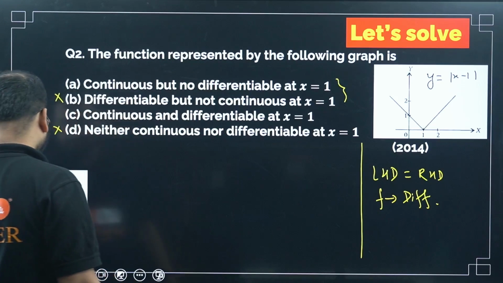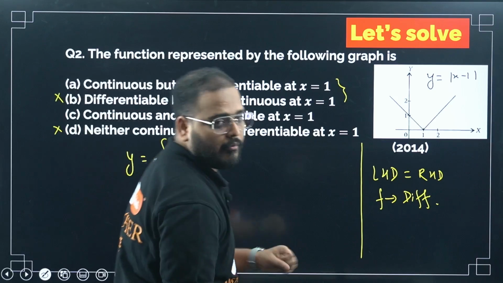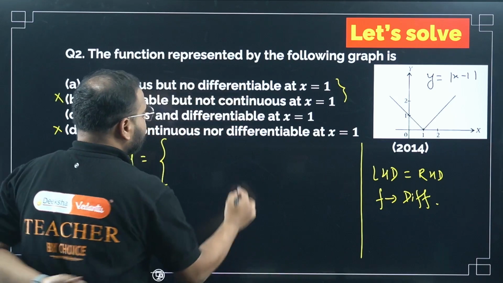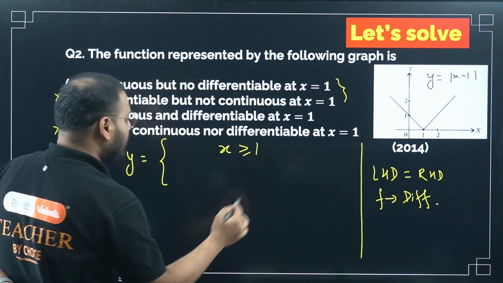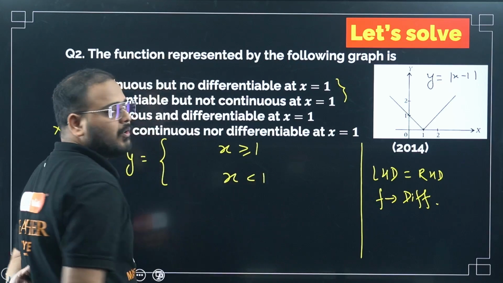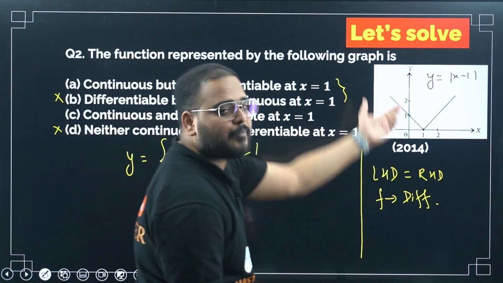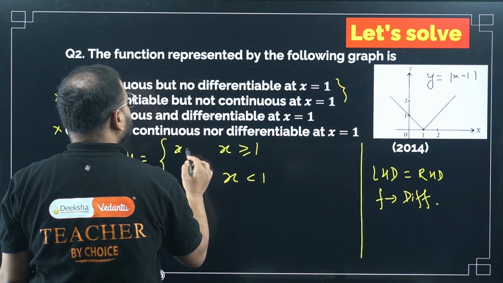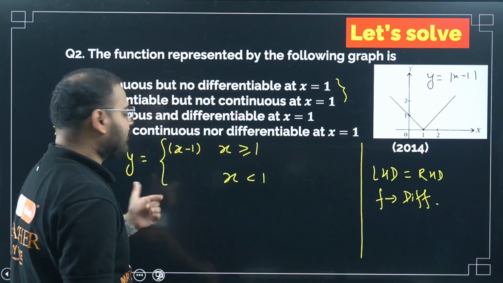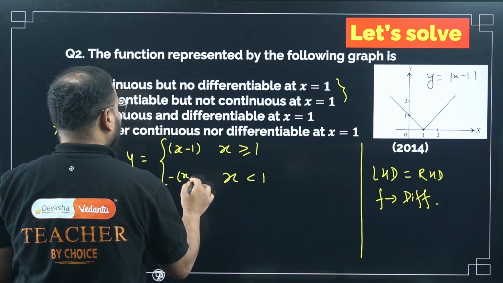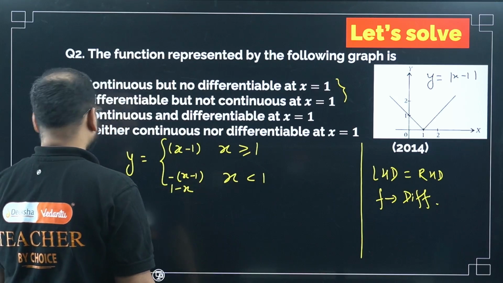Okay, so let me write the function again. y equals to, what will this be? Please check here. So I can define the function at 1: x greater than or equal to 1, or x less than 1. Tell me what will happen at x greater than 1. For x greater than 1, the mod will open with a positive sign, correct? So it will be simply x minus 1. What about x less than 1? The mod will open with a negative sign. So basically it will be negative of x minus 1, which is 1 minus x. So I can replace this with 1 minus x.